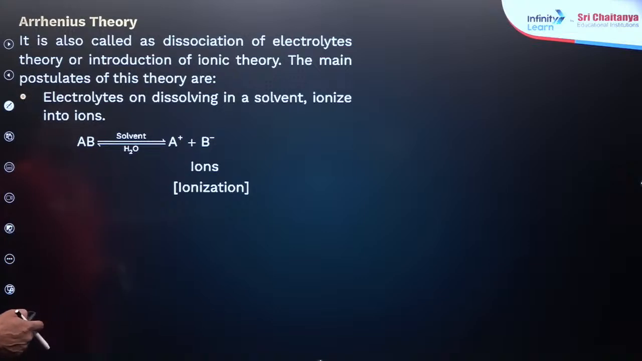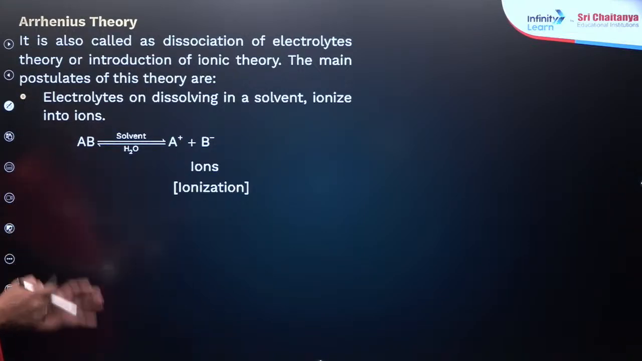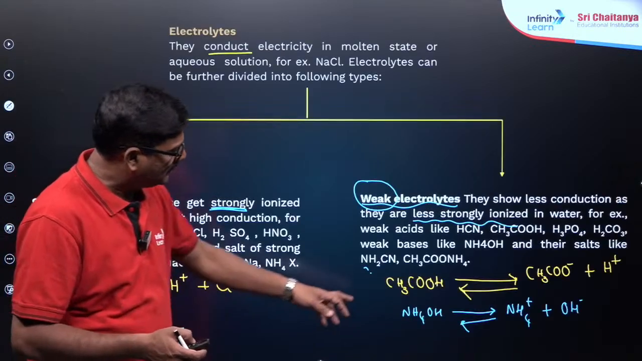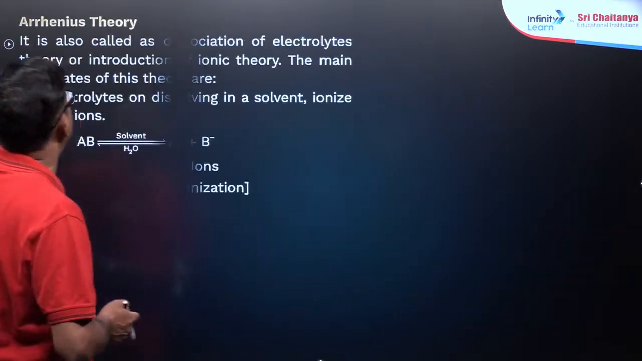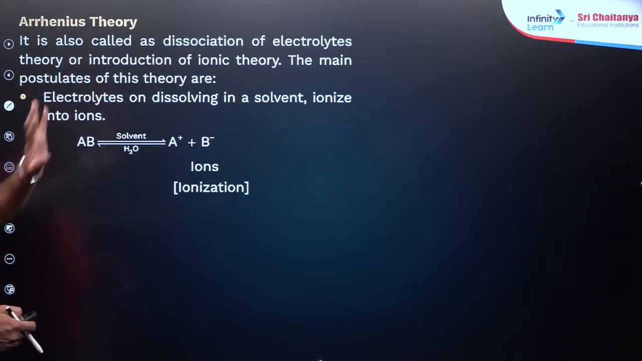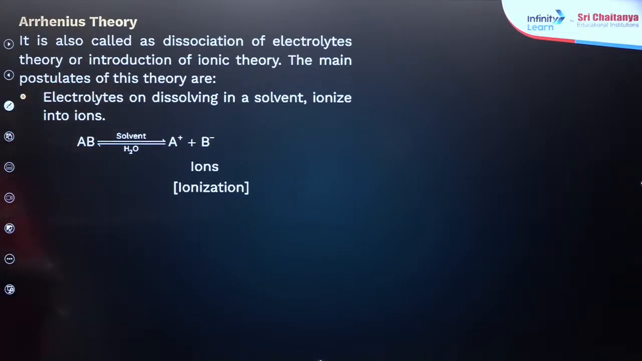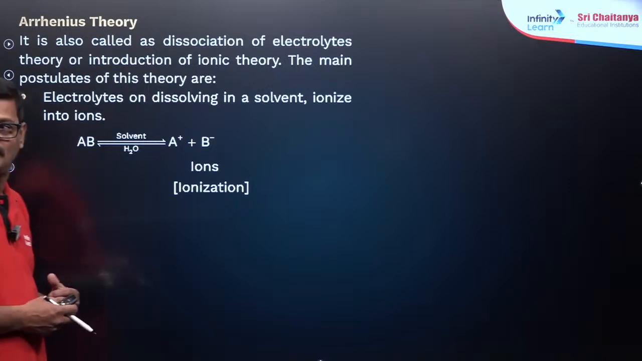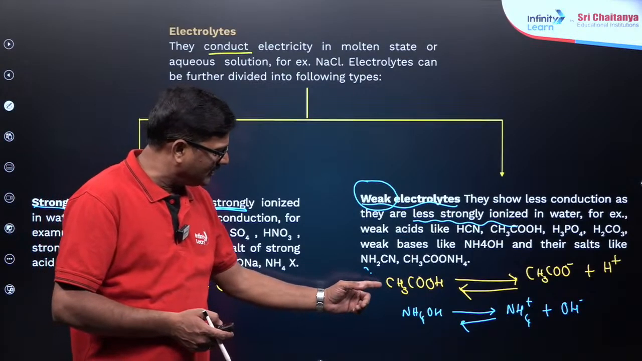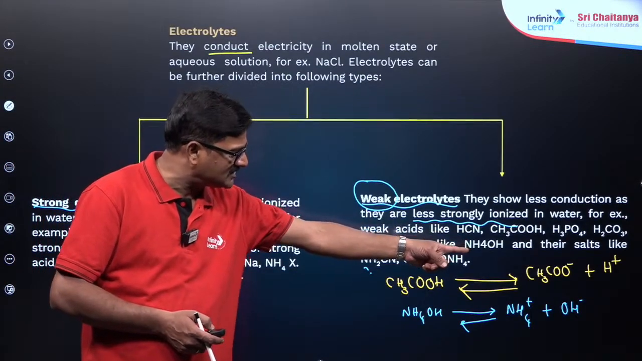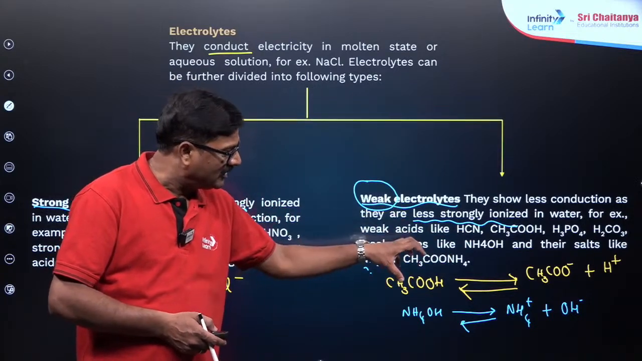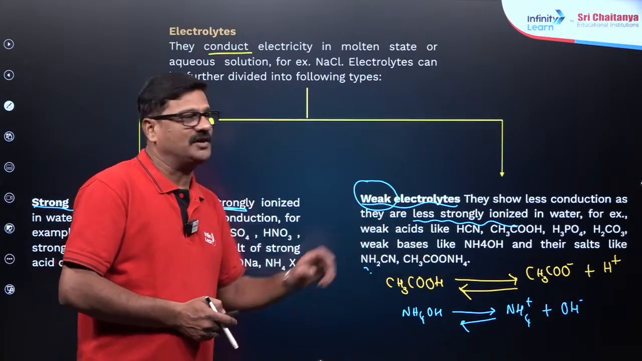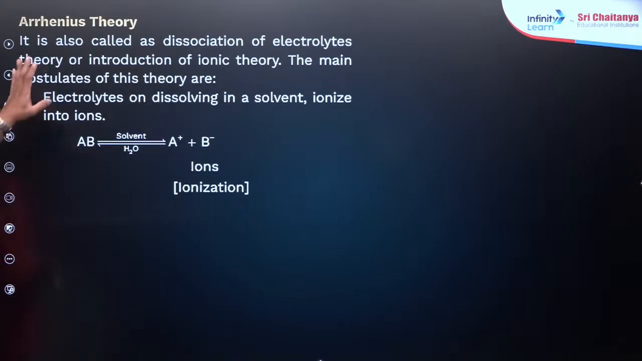Now let us talk about Arrhenius theory. We can apply Arrhenius theory here, right? So what did Arrhenius theory want to say? It is also called the theory of dissociation of electrolytes, or the introduction of ionic theory. When these electrolytes ionize, ions are formed accordingly. So here the equilibrium principles started being used. That is what is called Arrhenius theory.